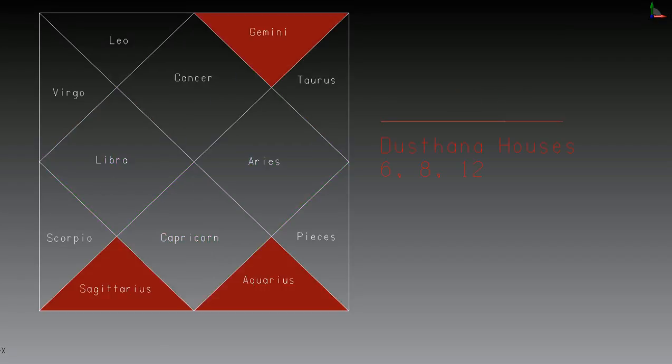Now I will start with the bad houses. The bad houses are called the Dusthana houses, which are the 8th, 6th and 12th.